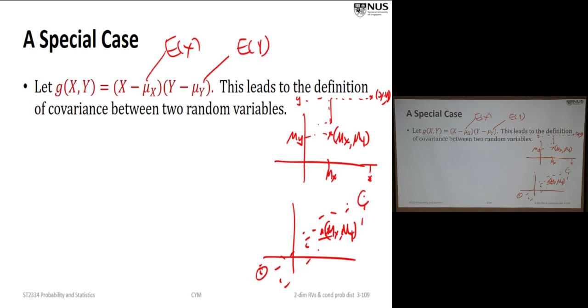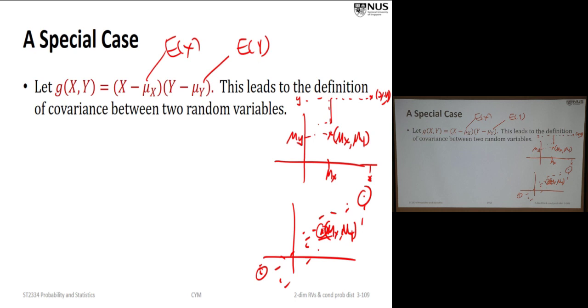Similarly, for this point, remember this is my mu x, mu y. The x value is bigger than mu x, and the y value is also bigger than mu y. So the product of x minus mu x times y minus mu y is positive.